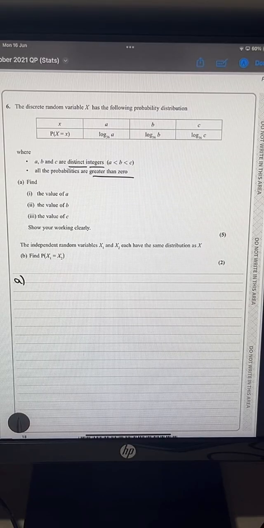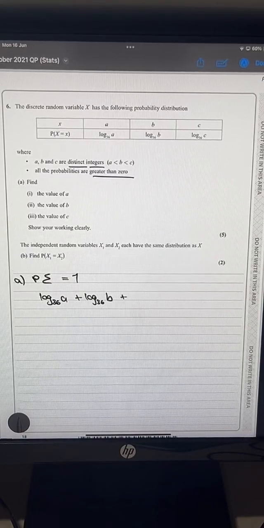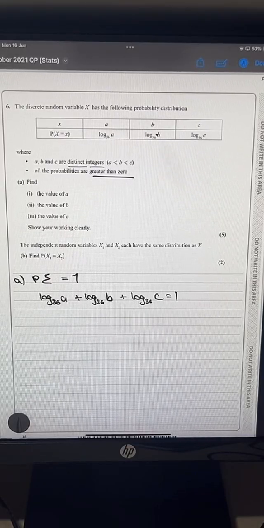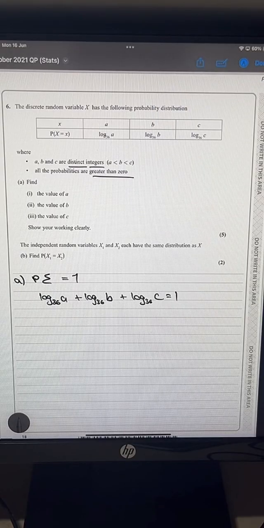Whenever you see this question, I need you to think of this: the sum of all probabilities is equal to 1. All right? So that means that log base 36 of a plus log base 36 of b plus log base 36 of c is equal to 1, right? Because these are all my probabilities summed together. They all add to 1.